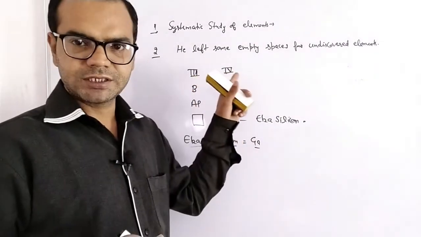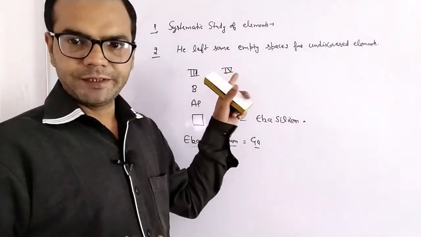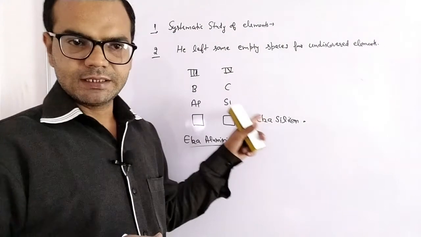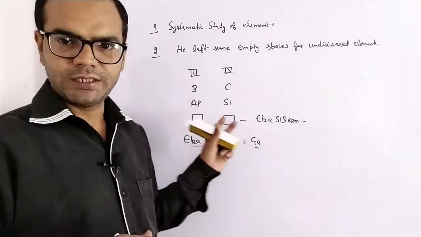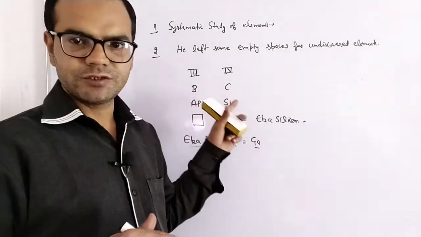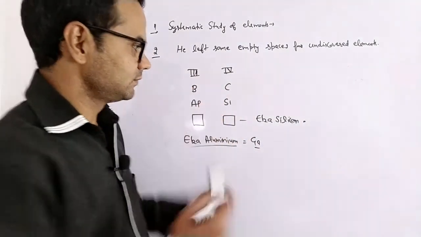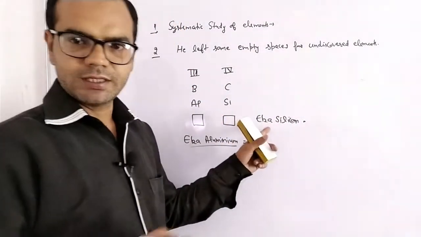That was the long-range prediction of Mendeleev. He predicted the nature of new elements and he left empty boxes for them. And when they were discovered, they actually occupied these boxes. That was the biggest achievement of Mendeleev. So today germanium is Eka-silicon.